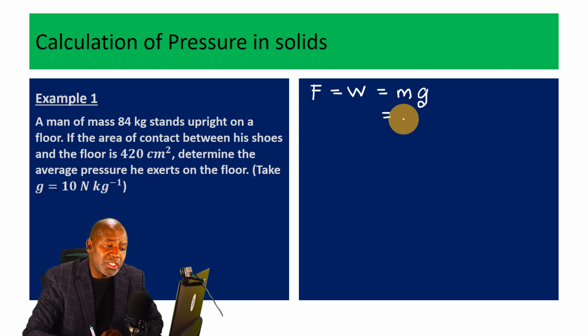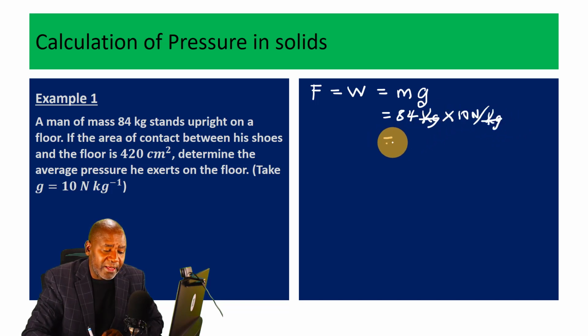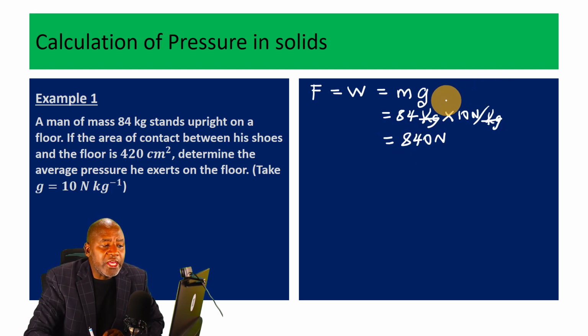So how about if the mass of this object is 84 kilograms? You multiply by 10 newtons per kilogram. You'll see that this cancels out with this, and this gives us 840 newtons. So in using the equation, pressure is equal to force over area, we have already worked out the force. How about the area?